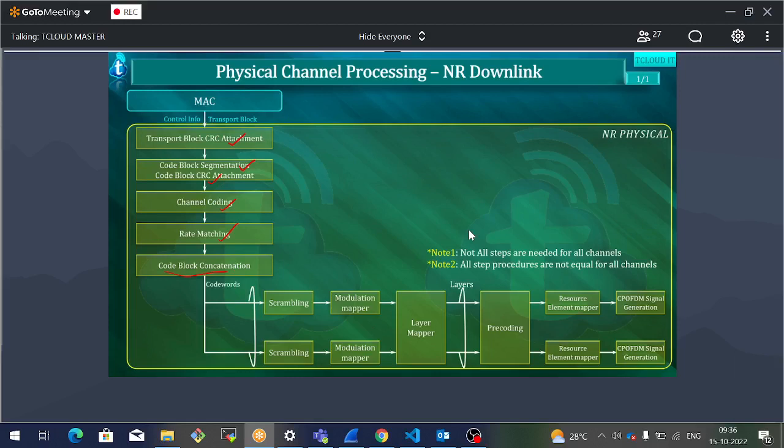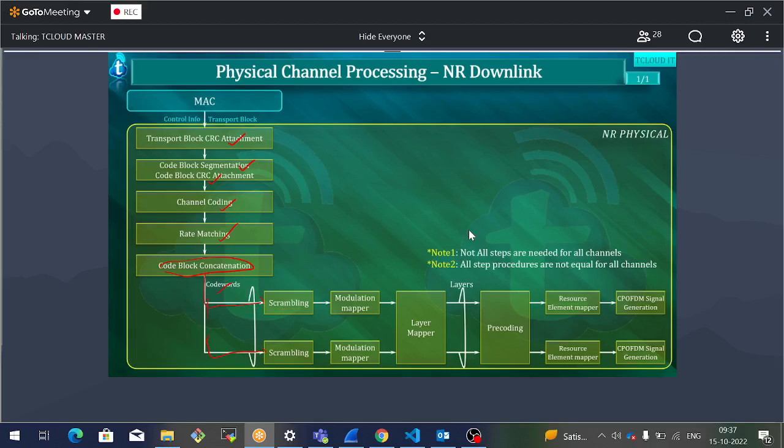Then concatenate all the blocks together to form the code word. And then we have learned that there can be a maximum of 2 code words in 5GNR. Of course, if you want to generate 2 code words, you take 2 transport blocks at a time, and each transport block goes through the same process to get converted into a code word.